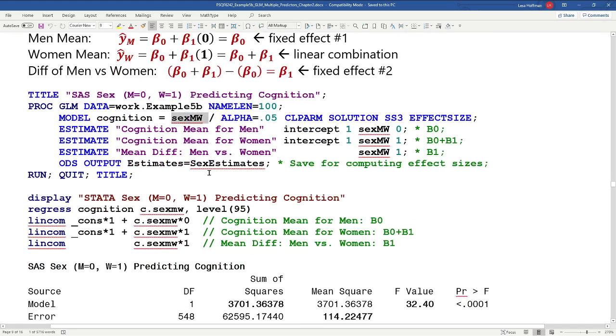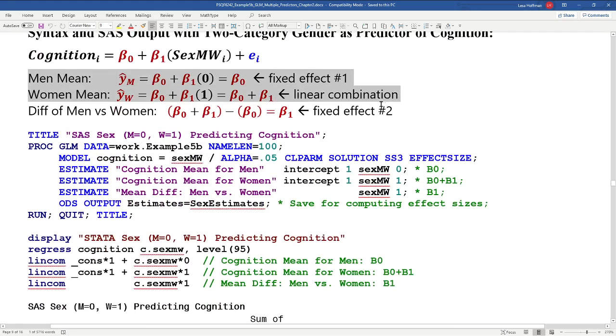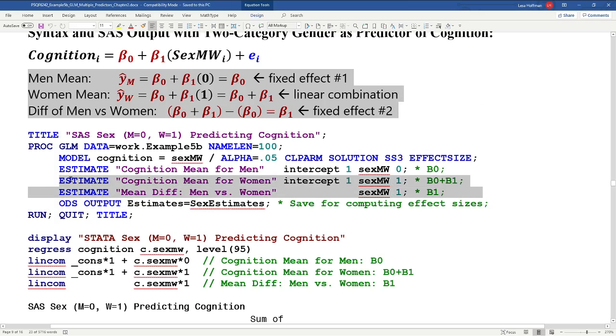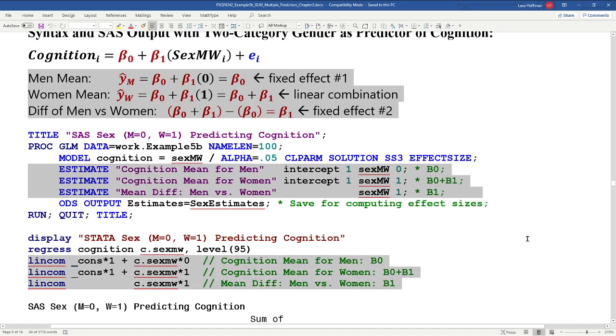So we have gender as a predictor in the model. I have written out these 3 predictions. Even though 2 of them are redundant with the solution, I wrote them all out for pedagogical reasons. Those 3 lines are echoed right here in SAS, and they're echoed right here in Stata.